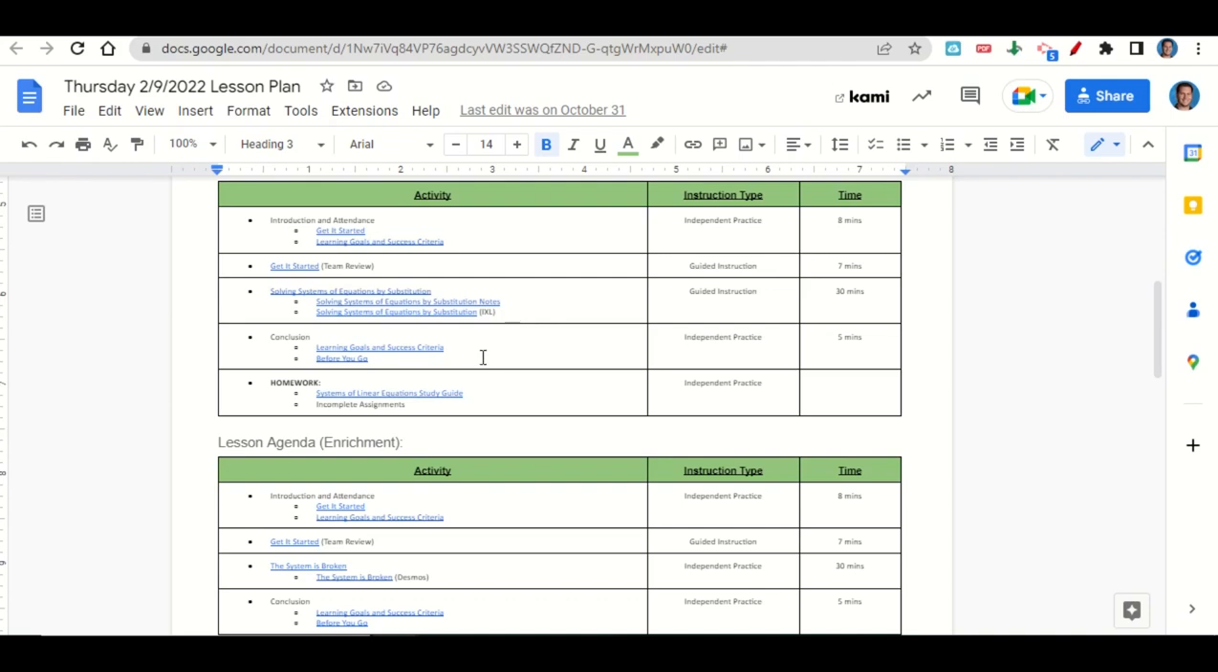At the end of class, we'll go back over the learning goals and success criteria while you fill out your Before You Go. Your only homework for tonight is to continue working on the Systems of Linear Equations study guide and any incomplete assignments that you may have.